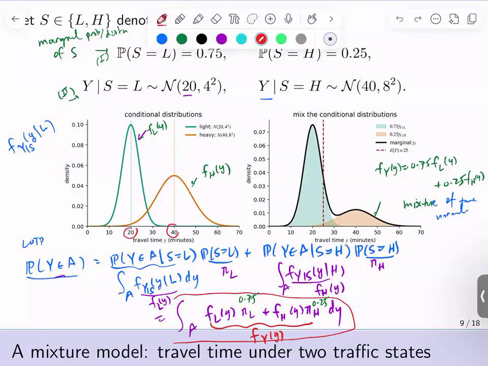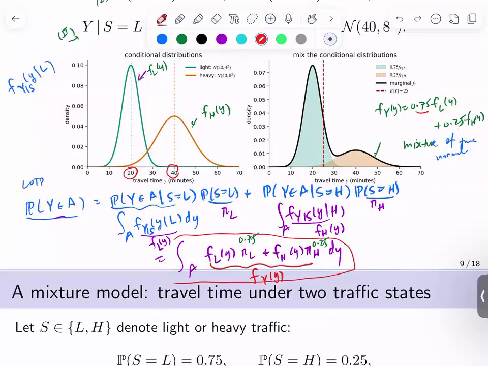Okay. And if I want to compute the mean of y, which would be the mean of this mixture distribution, I can integrate this mixture distribution directly. If you do it, you can see you get 0.75 times the integral of y times this plus 25% times the integral of y times that. So you get 0.75 times the mean of this group plus 25% times the mean of the other group. And this is exactly Adam's law.